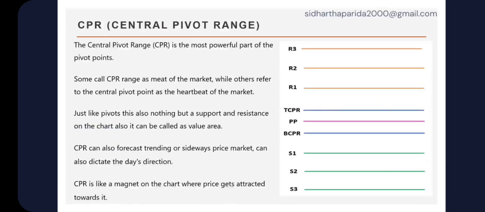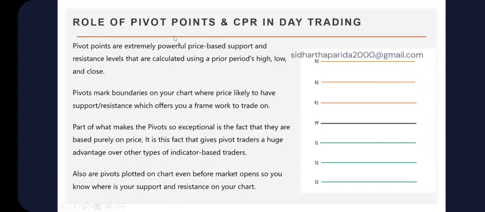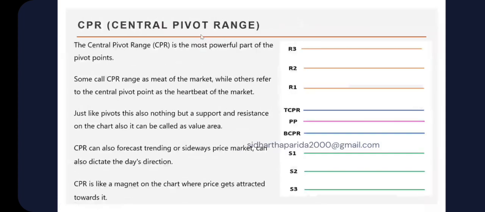Now we are coming to the central pivot range, or CPR. CPR is the most powerful part of pivot points. So what is the CPR actually? In the earlier image you have seen, right? Just remember, these are the pivot points: R3, R2, R1, central pivot, S1, S2, S3. That's it. But what is CPR? CPR is nothing but the central pivot you have seen, with one line above it and one line below. This entire range is called CPR.